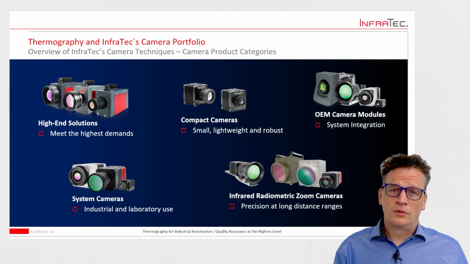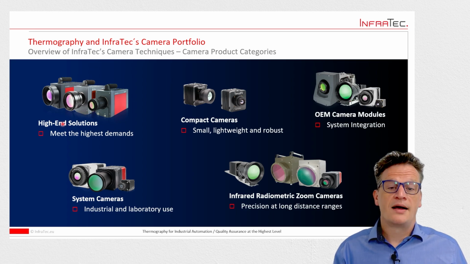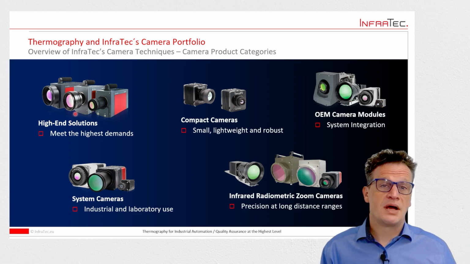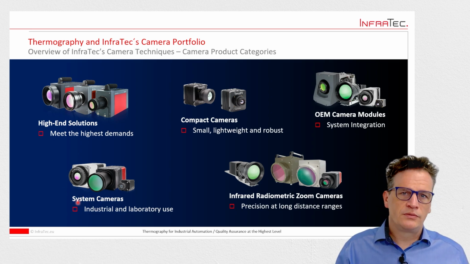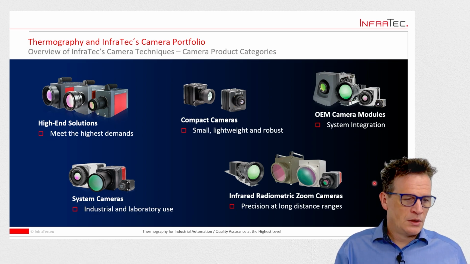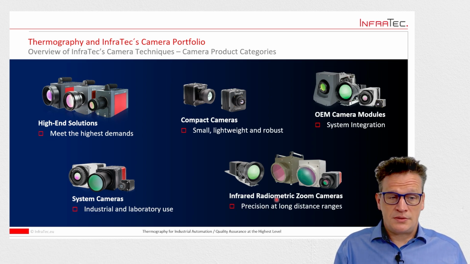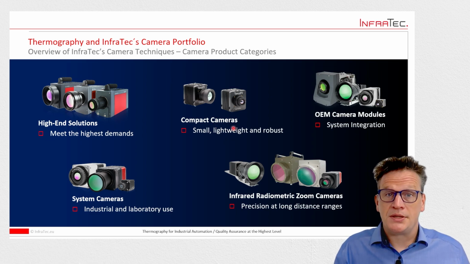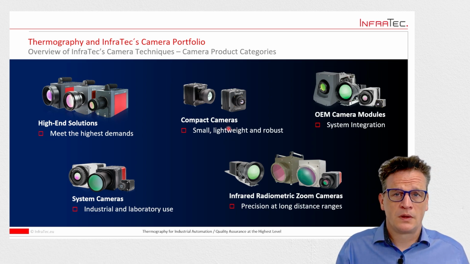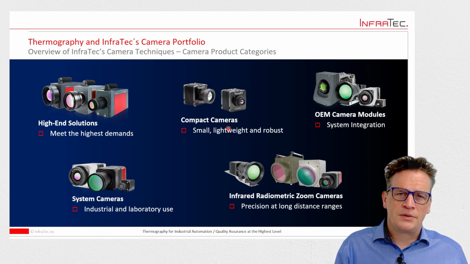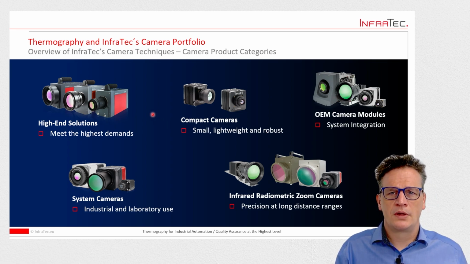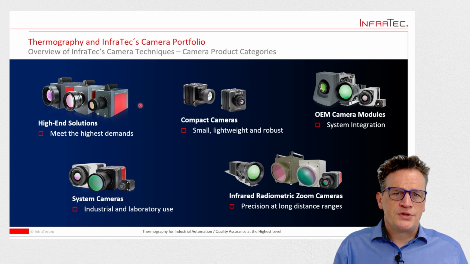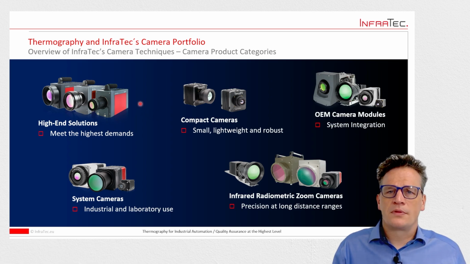Our camera portfolio covers every application. High-end cameras, offering maximum performance. System cameras, ideal for industrial environments or laboratories. Zoom cameras for long distances. Compact devices, which the Taris Mini stands for: an extremely small yet powerful camera, perfect for tight spaces. Or OEM modules for integrating cameras into custom systems. Whether you need flexibility, precision or compactness, we have the right solution.